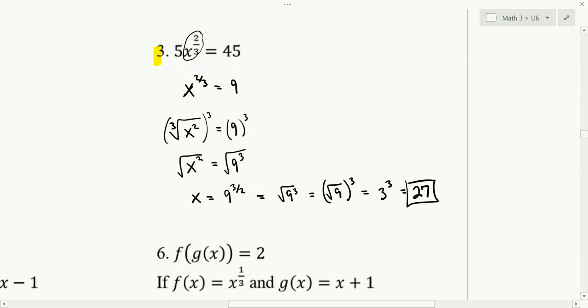Actually, I made a little mistake. The square root of x squared is not x, but it is the absolute value of x. So we have the absolute value of x equals 27, which means that x is going to either be positive or negative 27.